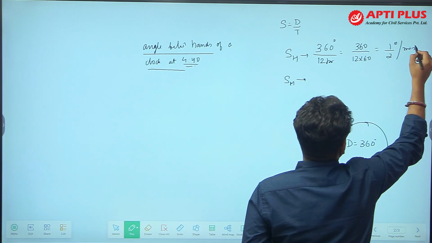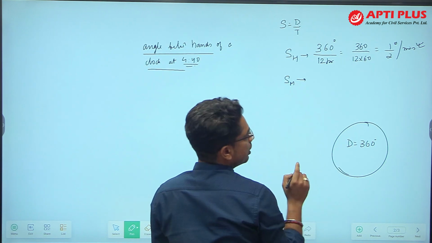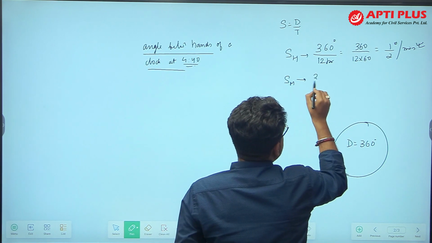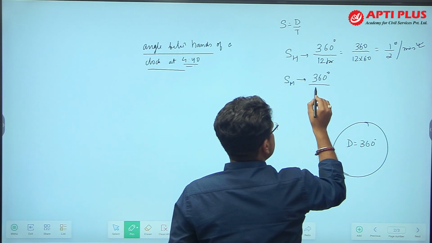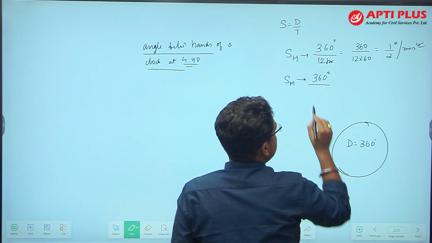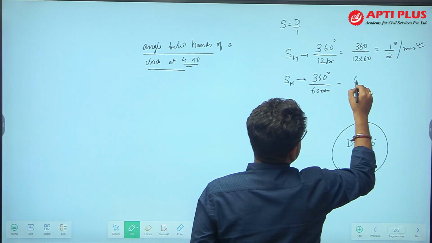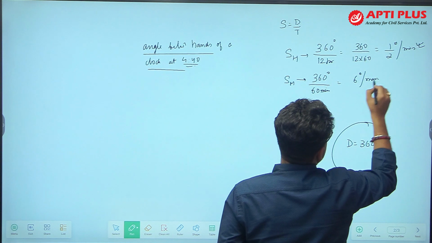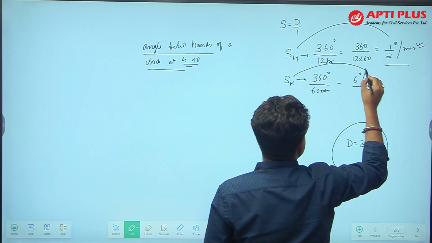To solve questions on clocks, this is something that I have to remember, or we can figure it out like this. Likewise, the minute hand completes 360 degrees in how many minutes? Obviously in 1 hour, and 1 hour is equal to 60 minutes. So can I say this is 6 degrees per minute? So these are the two pieces of information that I need to solve questions based on this.